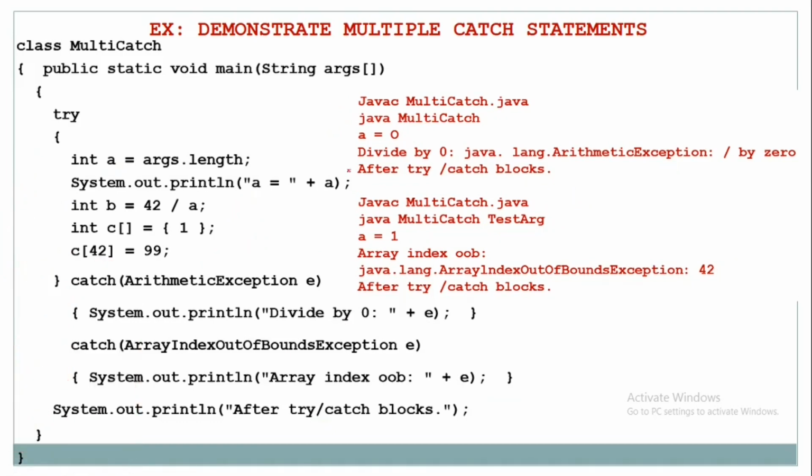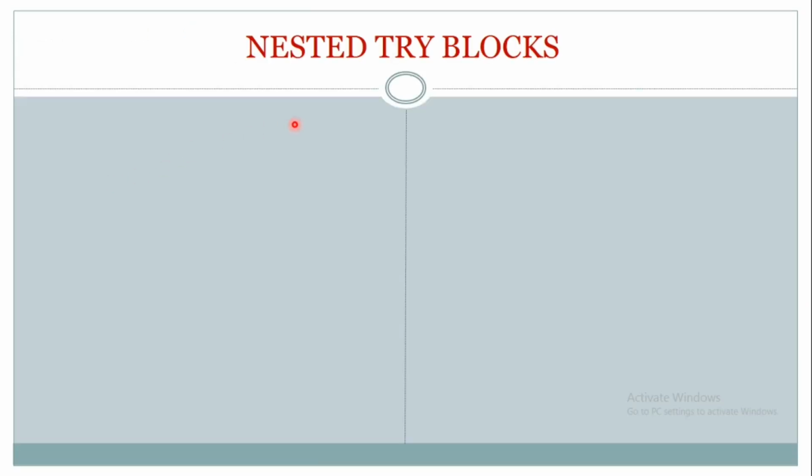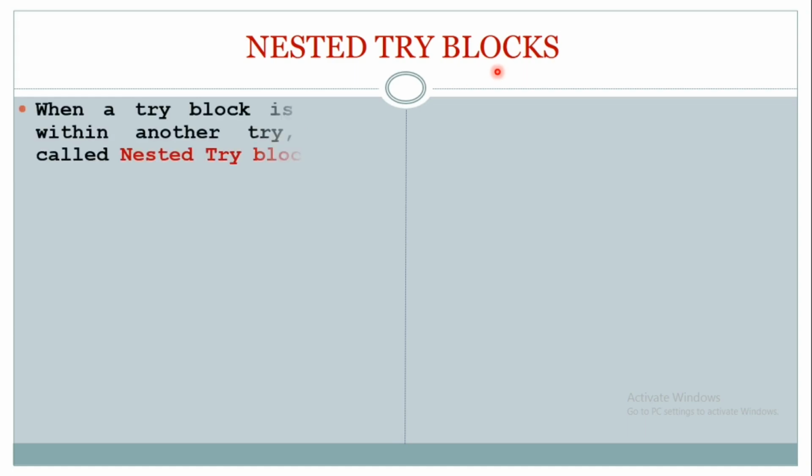That's it about this demonstration of multiple catch statements. Hope the concept is clear. Now let us explore nested try blocks.